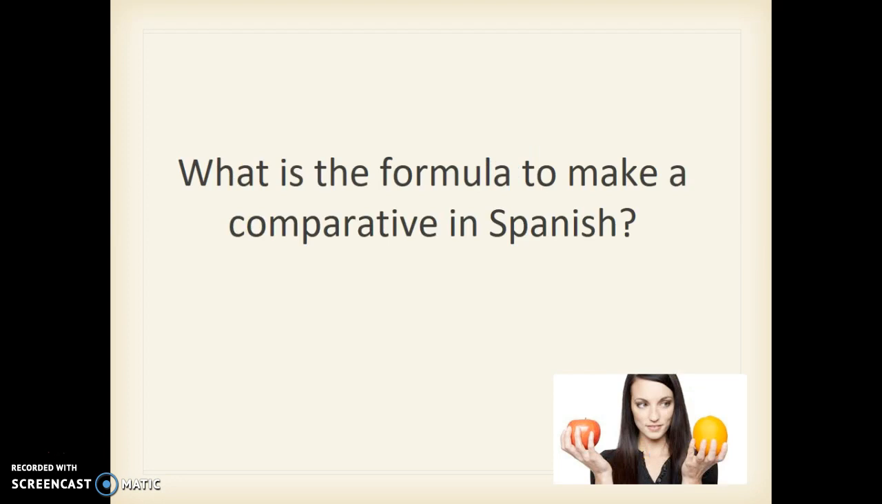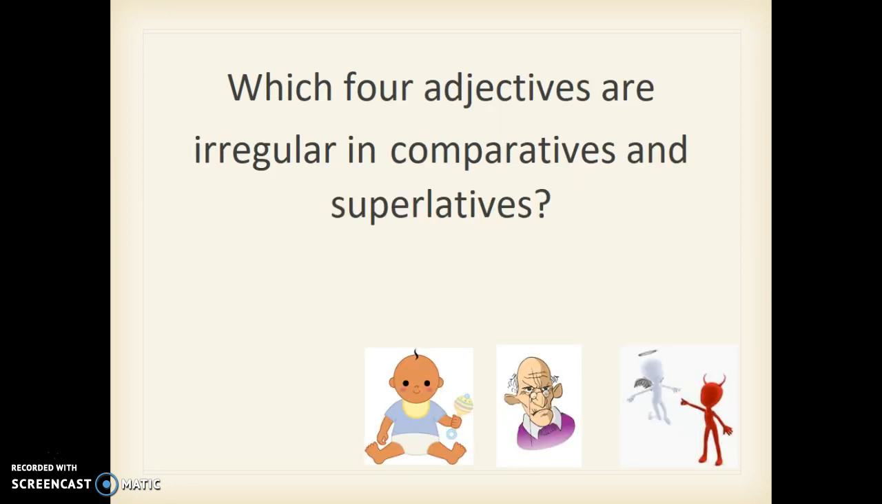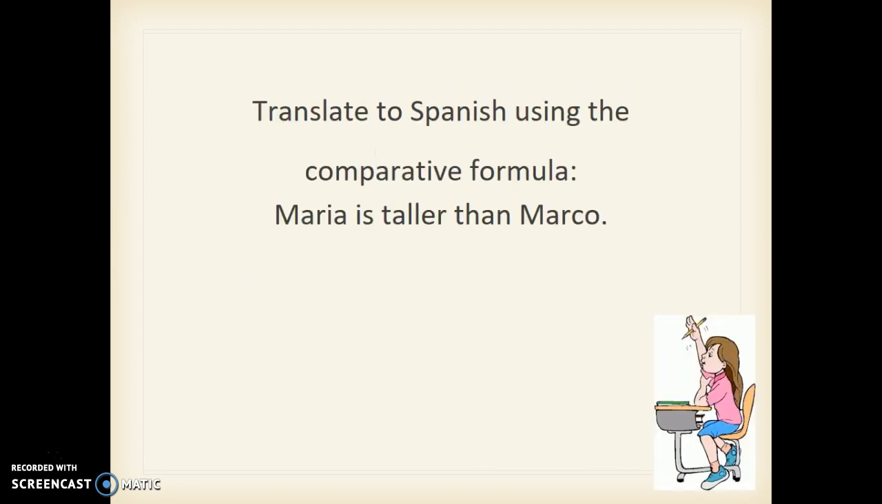What is the formula to make a comparative in Spanish? Más or menos plus an adjective plus que. What's the formula to make a superlative in Spanish? You need a definite article, el, la, los, or las, plus más or menos, plus an adjective, plus de. Which four adjectives are irregular in comparatives and superlatives? Bueno, malo, viejo, and joven.